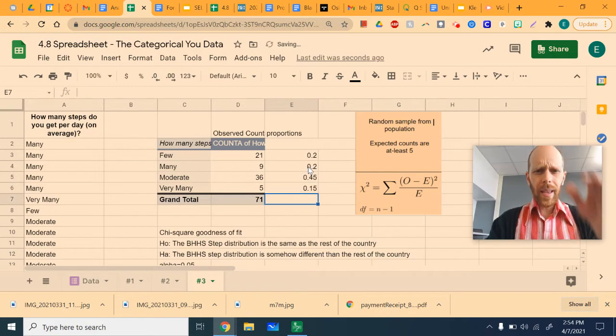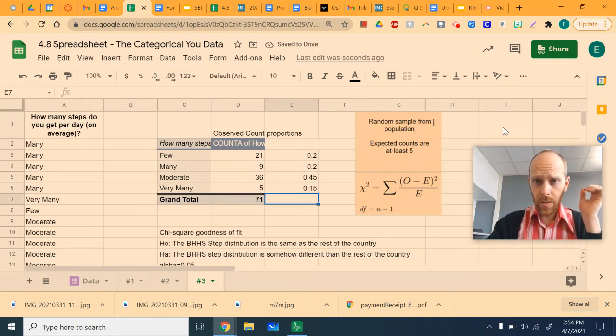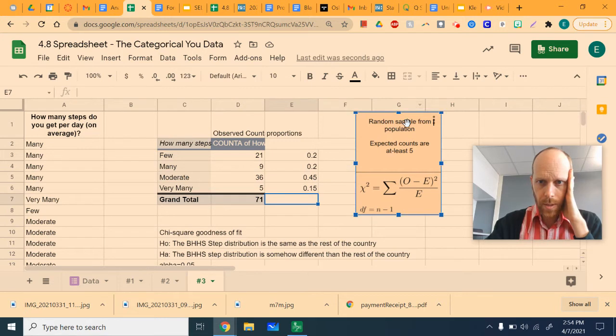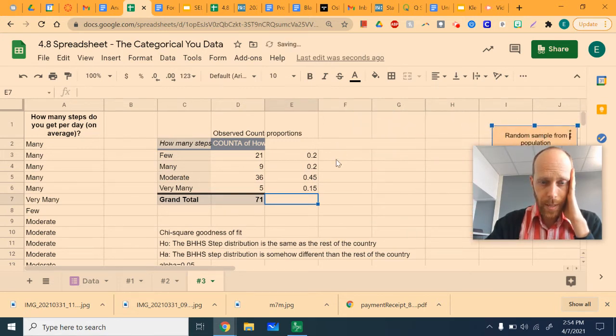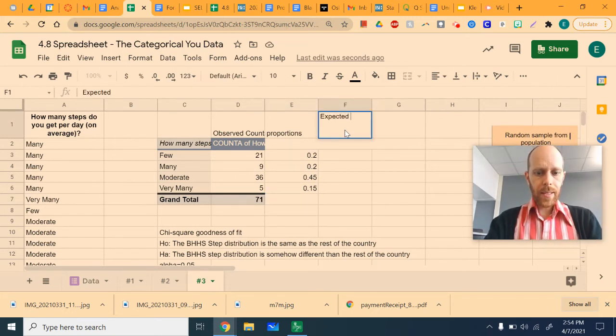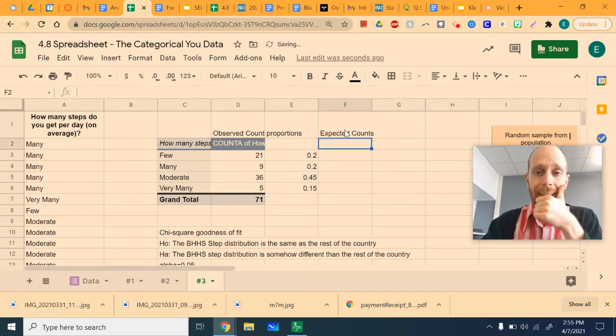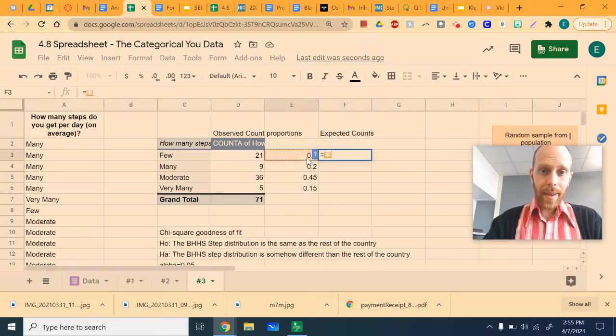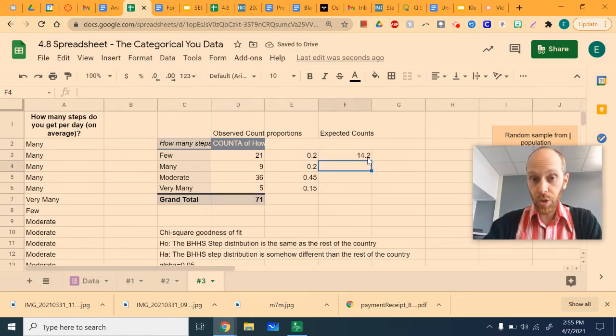One thing that can be a little aggravating with Google Sheets here is you'll notice how it didn't put them in order. I would prefer that it went few, moderate, many, very many, because that's a logical order. It's not going to do that for you because it's doing this alphabetically. Okay, so now what we need here is the expected counts. And the expected counts are just the proportions times the 71 people. So we would expect that 20% of these 71 people take few steps. So we would expect 14.2 of them.